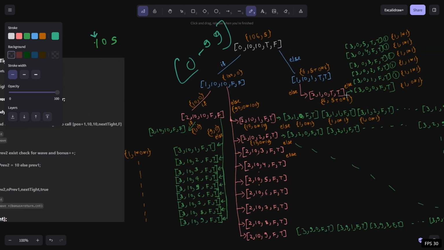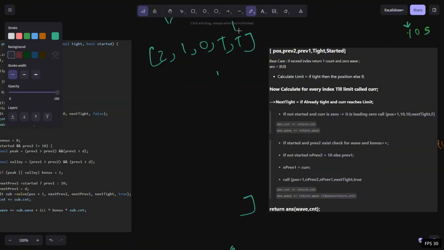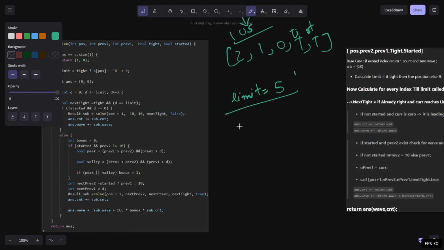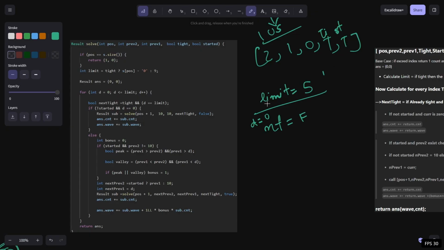So we call 210 true true, and now let's see what 210 true true is going to return. For 210 true true, this is start, and for 105 we are at the second index. We have to calculate the next state. So at d equal to 0, next state equals false, because d isn't equal to limit. Next state is false, and it has already started here, so it is not going to count as a leading 0. So we got started equal to true, previous two equal to 1, previous one equal to 0, and current equal to 0.